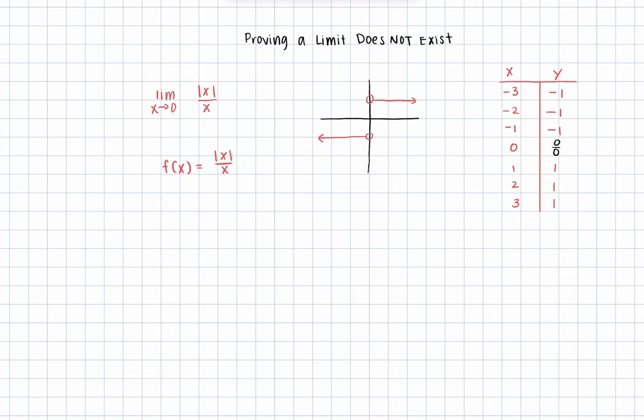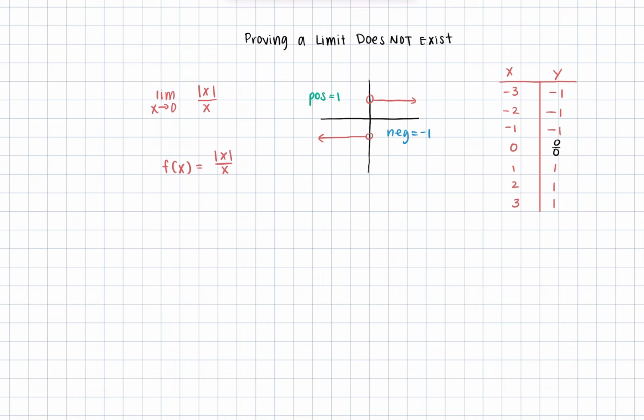So when we're looking at this limit here, we see that when I approach from the negative side, the left-hand side of the graph, I approach -1. So negative side equals -1. And then as I approach our input x from the right-hand side, the positive side, I see that it's approaching +1. So from the positive side, the y value is 1.